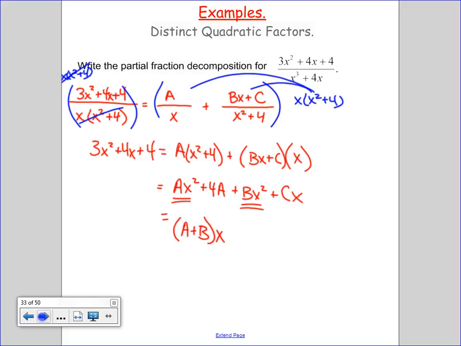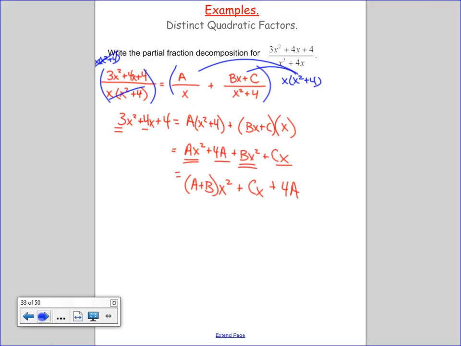A plus B, collect the x squared terms. Collect the x term. Collect the non-x term. And then set them equal to... I might be able to, but Connor, since I have it in the x squareds and the x's and the non-x's, I don't know if I want to change it. Because I can automatically say what? Oh, 3x. A plus B equals 3.